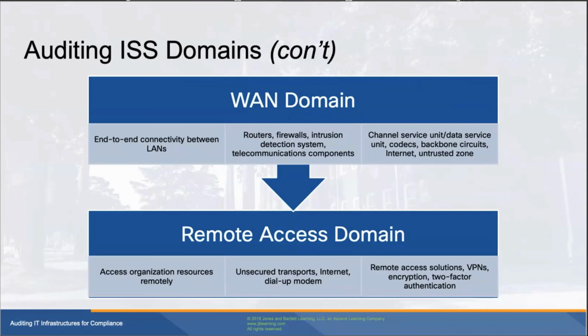The remote domain has to do with people working from home. So you have dial-up modems, you have VPN connections. So we have controls. A VPN would be a control that would allow us to send encrypted information over a public network so people wouldn't eavesdrop on us.